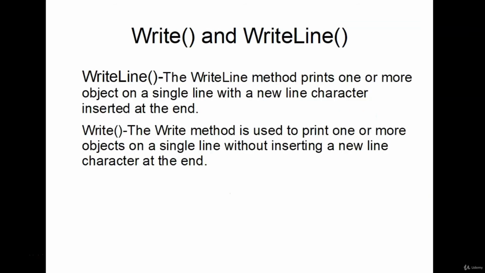And lastly, let's talk about the methods that are used to write to the console. We've seen these a lot, Write and WriteLine. WriteLine prints one or more objects to a single line, and Write does the same thing. The only difference is that WriteLine has an escape character on the end that creates a new line, and the Write method does not have that.